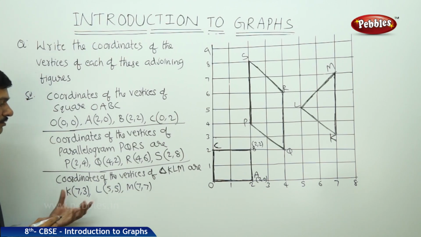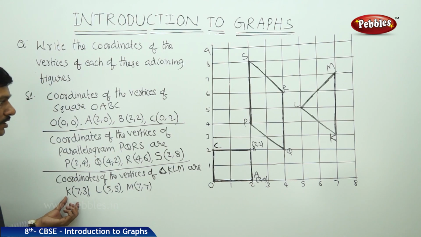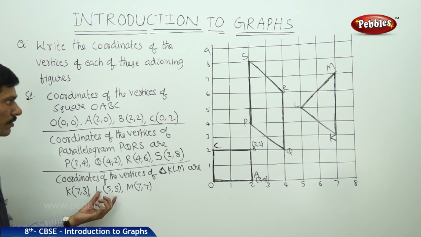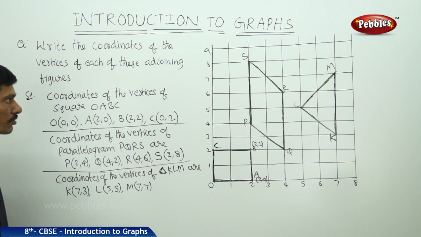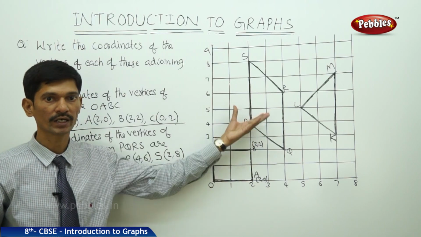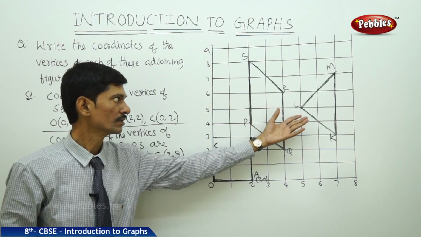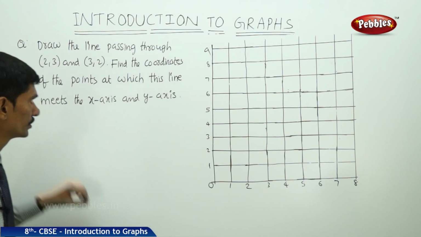So the coordinates of the vertices of triangle KLM are K 7, 3 and L 5, 5 and M 7, 7. So these are the coordinates of the vertices of a square and a parallelogram and a triangle KLM. Let us solve the next question.